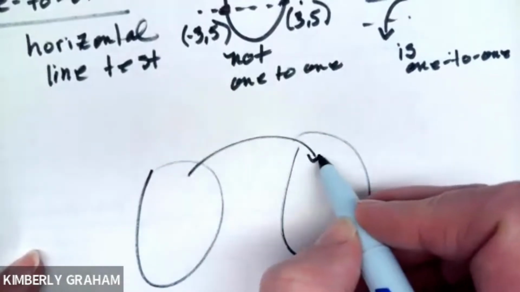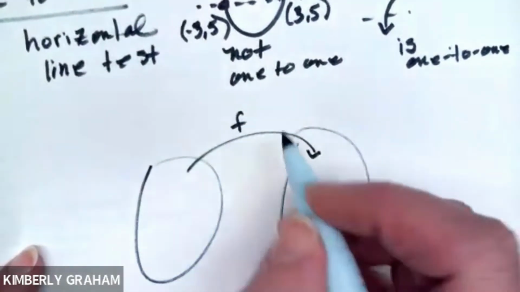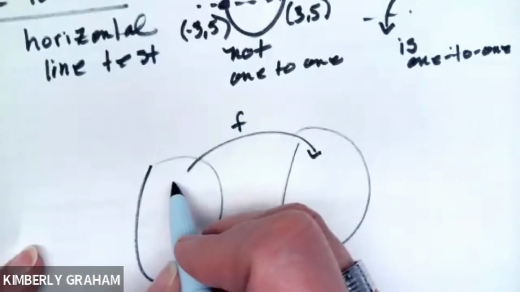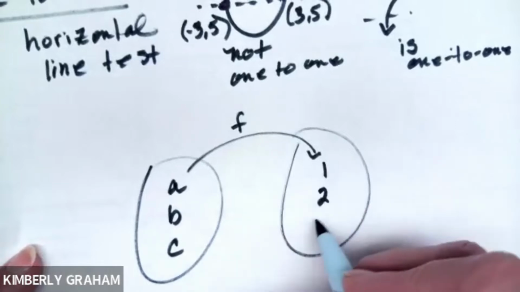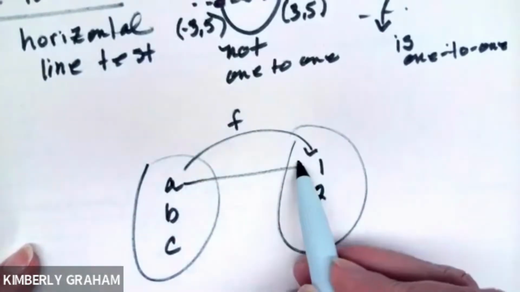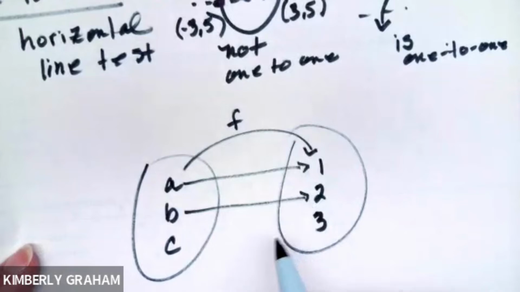So let me look at this function value this way. If I've got some numbers here, I'm going to call them A, B, and C. I've got numbers over here. I'm saying 1, 2, 3. This number goes to 1. This number is going to map to 2. This number is going to go to 3.